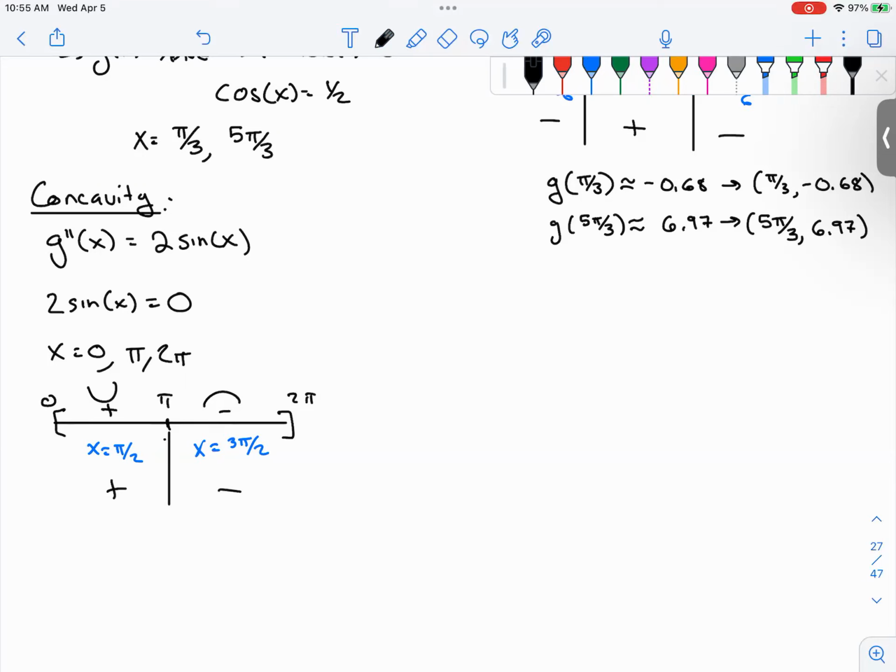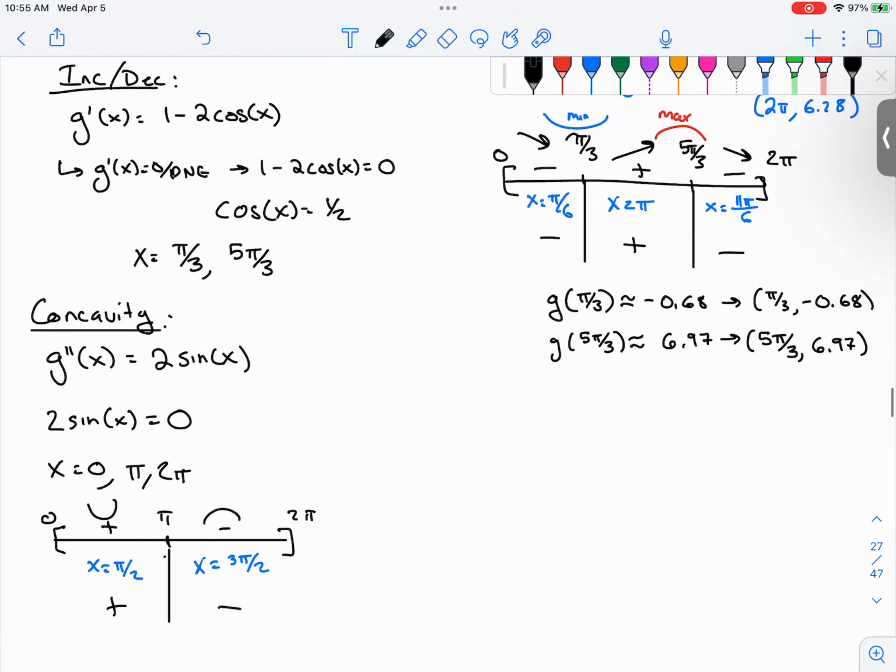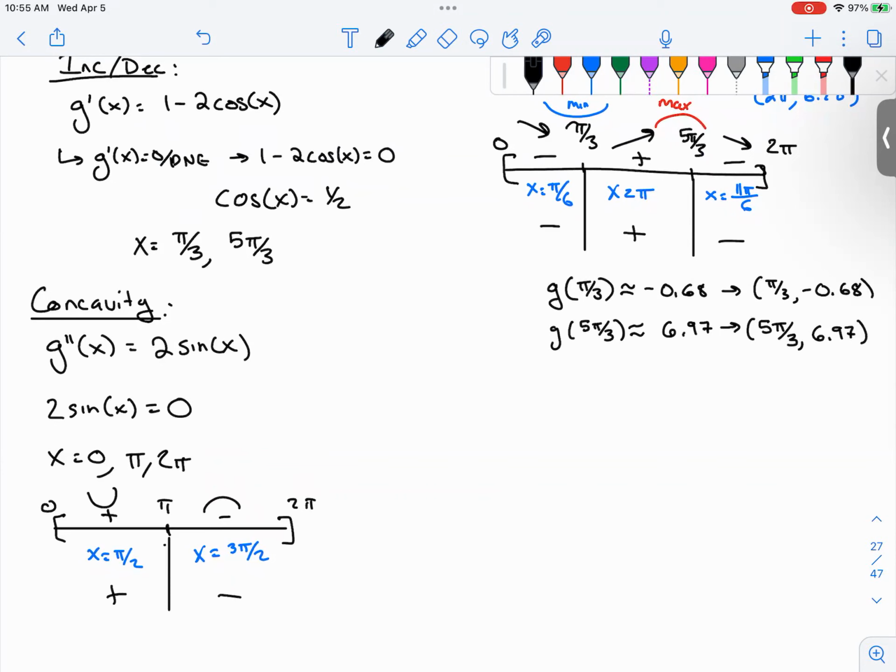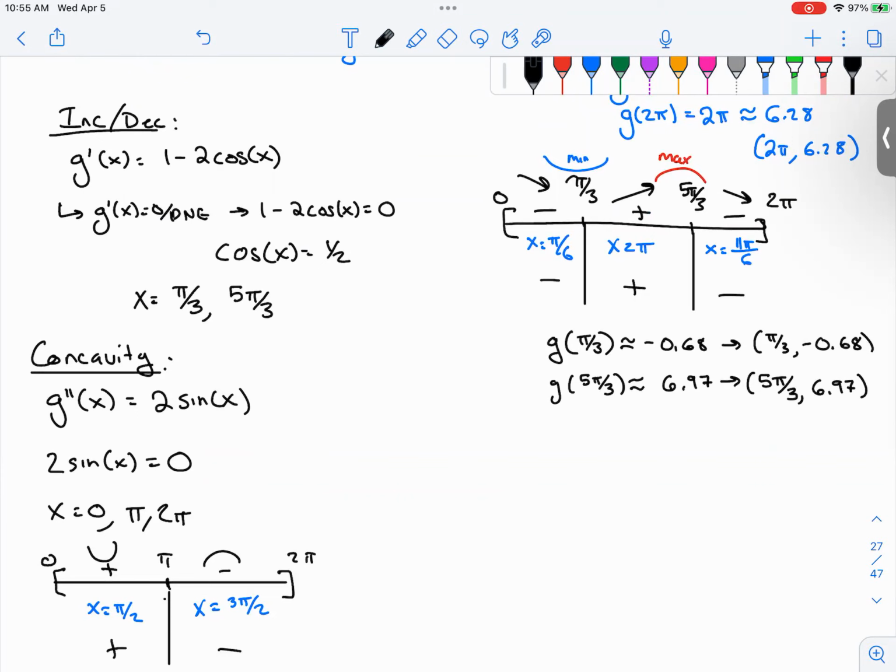In the previous notes, when we did the increasing and decreasing, we also drew little arrows between. Yes, I did it very quickly at the end. It's a way that, for me, visualizes if I was to trace the curve, it would look like it had a hill at pi over 3 and a valley at 5 pi over 3. That is correct.